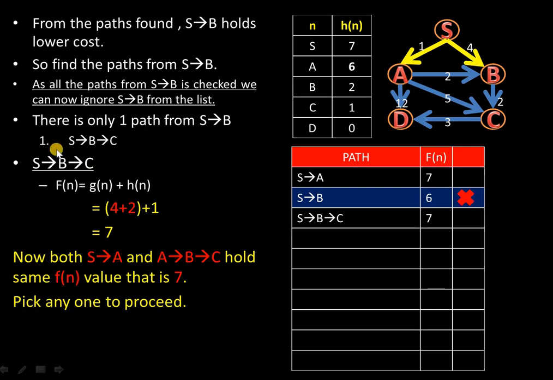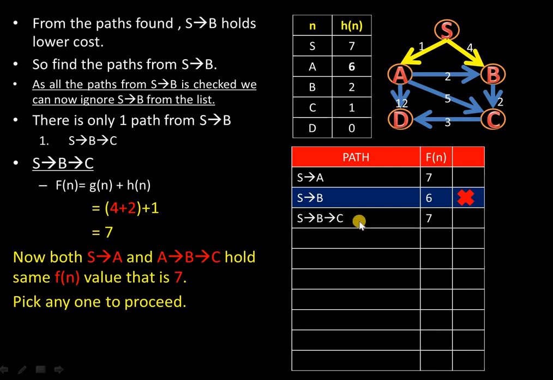Not from S to C, it is from S to B to C. So how is it done? From S to B it is 4 and from B to C it is 2. That is added here, 4 plus 2 plus the heuristic function value of the last node, that is C, that is h of n. What is the heuristic function value of C? That is 1, and I am adding 1 here. And I have got 4 plus 2, 6, plus 1 is equal to 7.